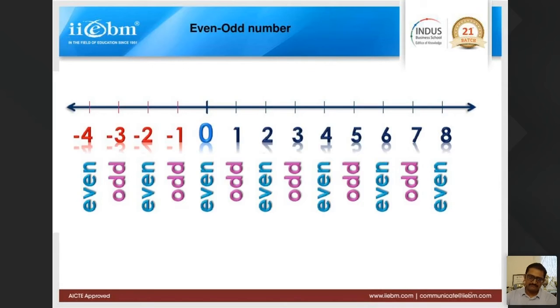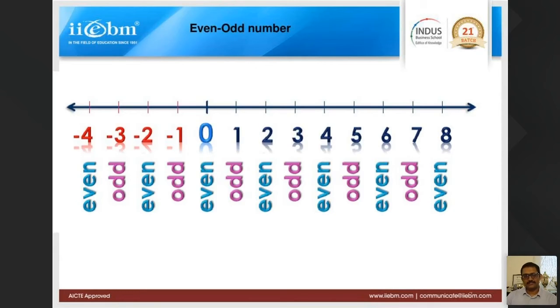Same way, we can have negative numbers also. -1 is odd, -2 is even, -3 is odd, -4 is even. Why is 0 even? Even though there are different schools of thought wherein it is stated that 0 is neither even nor odd.